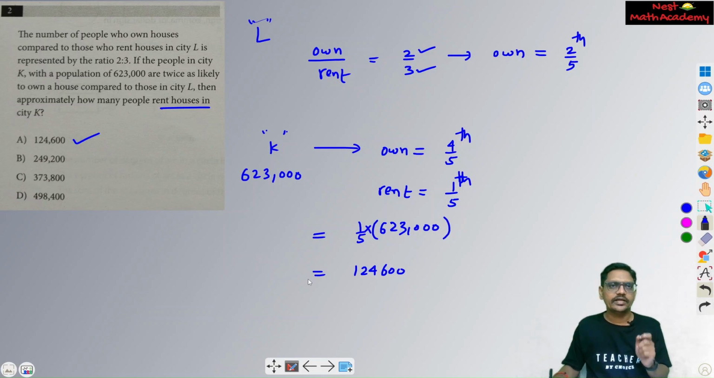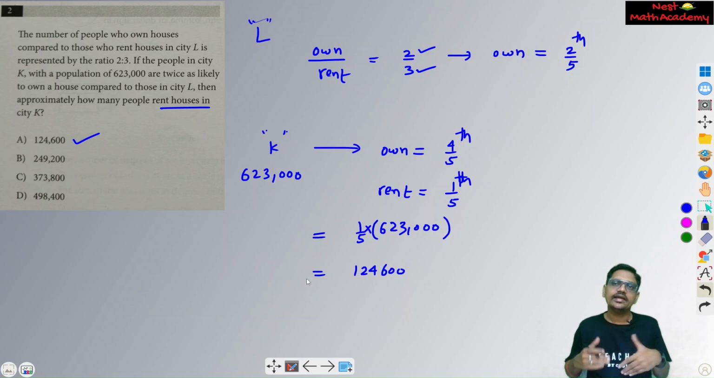So I repeat one more time. They are given two different situations here. We have to carefully understand the context. In city A, they have given the population, and the ratio of people who own the house and who rent the house, 2:3. Then I've converted it into a fraction form. 2 parts out of 5 parts. 2/5 of the people are owning the house.